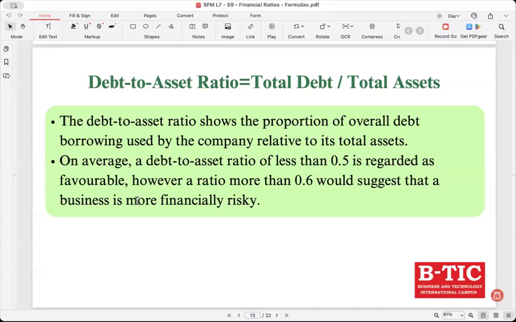So 0.5 is the favorable, or I would say the ideal, ratio. But if it is more than that, the business is facing high leverage. The business is facing a high risk when it comes to the debt to asset ratio.